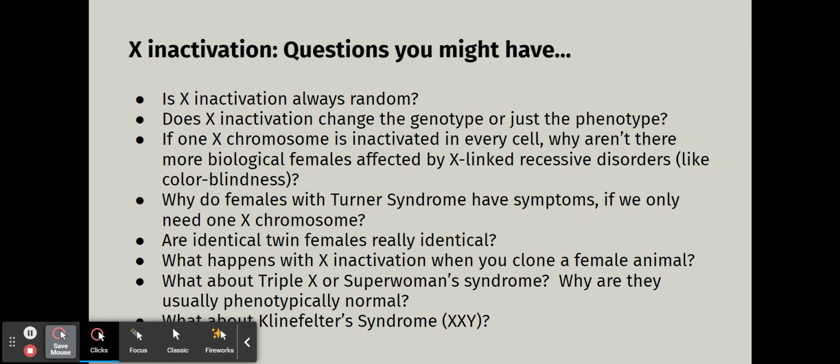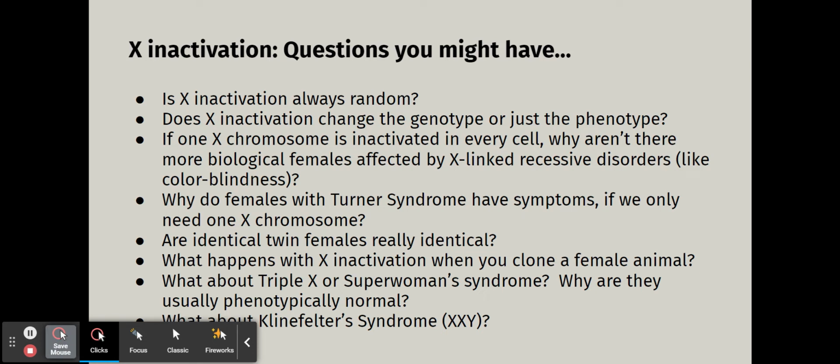So, some questions you might have. I tried to think like a student when I made this list. Is X inactivation always random? Well, it is thought to be. There are some articles. If you're curious enough, you can look them up. I certainly would not test on that.